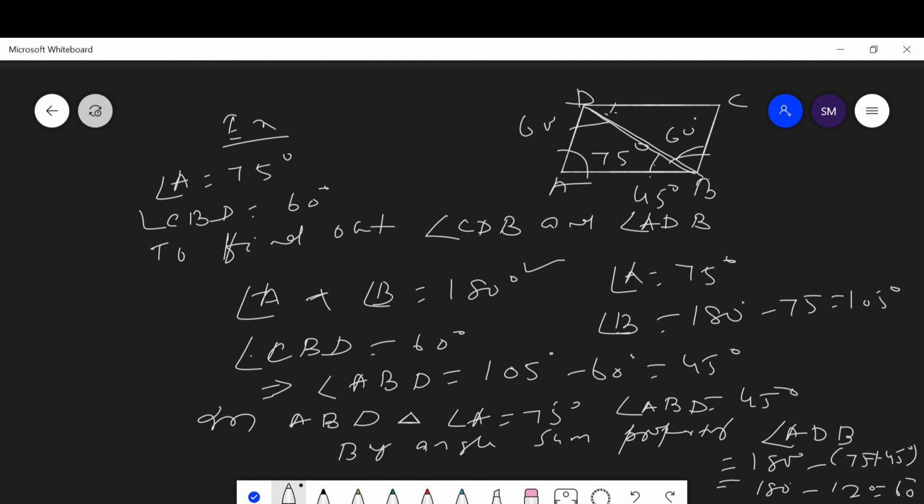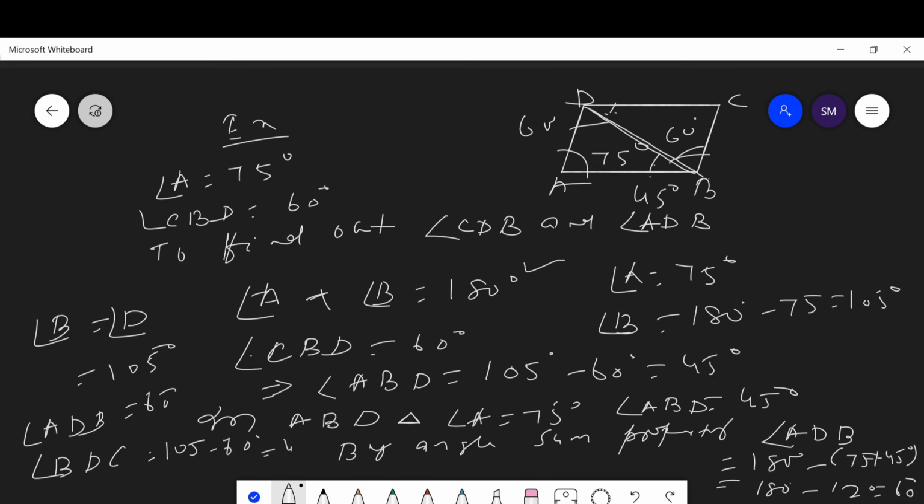According to the parallelogram property, angle B is equal to angle D, which is equal to 105 degrees. Since angle ADB is equal to 60 degrees, angle BDC is equal to 105 minus 60, which is equal to 45 degrees. Now by solving this, we find that angle CDB is 45 degrees and angle ADB is equal to 60 degrees.